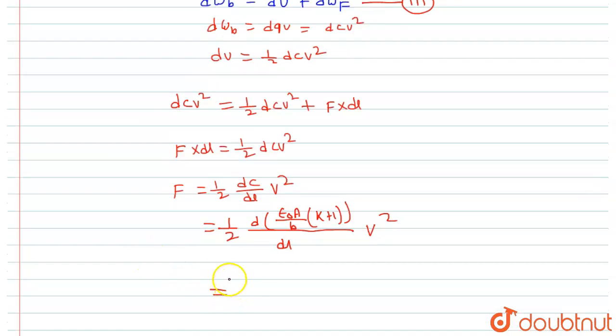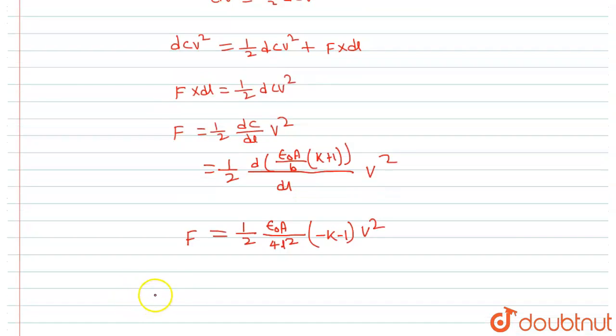So after differentiating this and putting the value of b, f is equal to 1 by 2 epsilon naught a divided by 4 into l square, into 1 minus k minus 1, into v square, clear. So f is equal to this, clear.